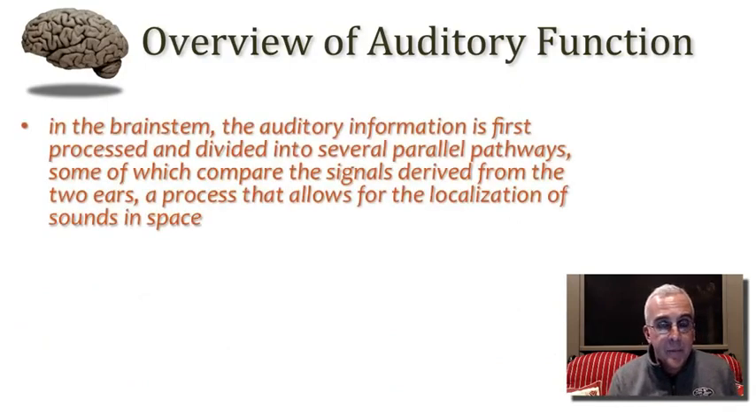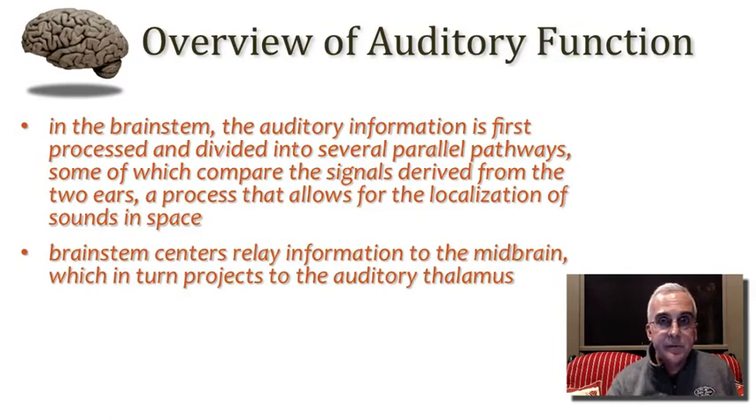We're going to spend some time talking about the brainstem here, and in the brainstem, this is where we find auditory information that is divided into parallel pathways. And along those pathways, there are various special functions performed, including a comparison of the signals that are derived from the two ears. And this is critical for the localization of sounds in space. These brainstem centers will process auditory signals in other ways as well and relay information to the midbrain, to a structure there known as the inferior colliculus. And the inferior colliculus in turn sends projections to the auditory division of the thalamus, a structure called the medial geniculate complex.